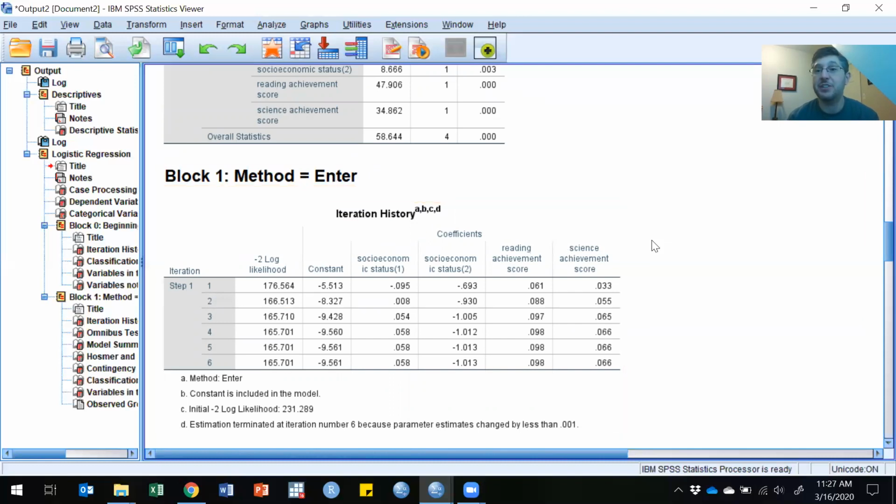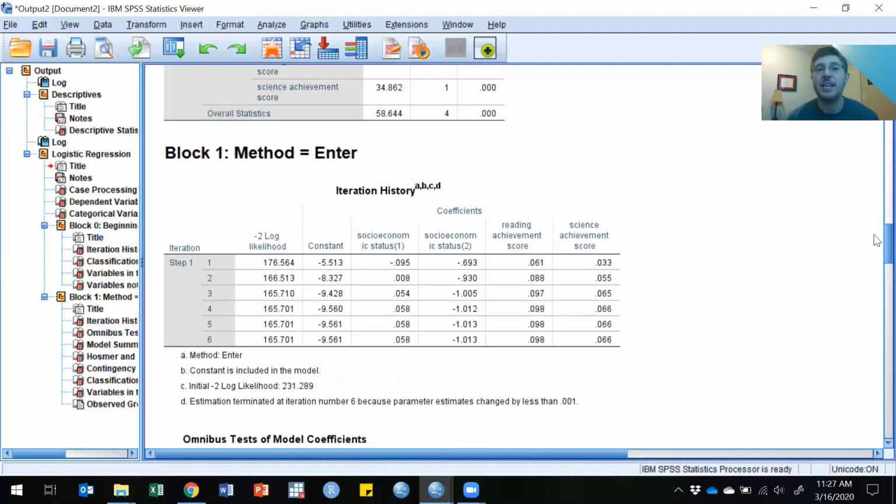Here's our iteration history for that block. Here was the -2 log likelihood. This is where I calculated McFadden's R square in the notes. You can calculate it as 1 minus the ratio of the deviance statistic, or the log likelihood, from block 1 and block 0.